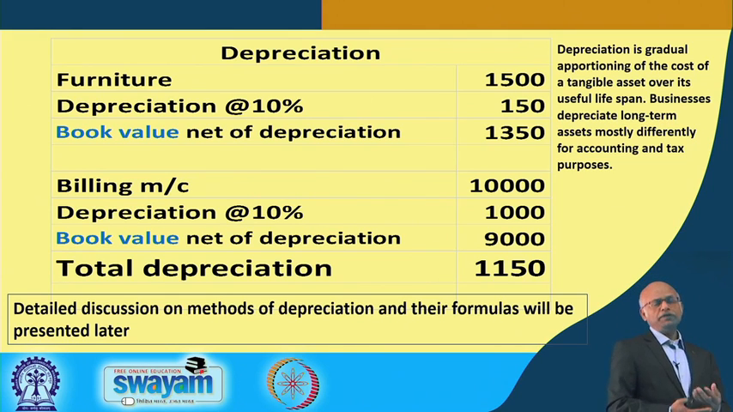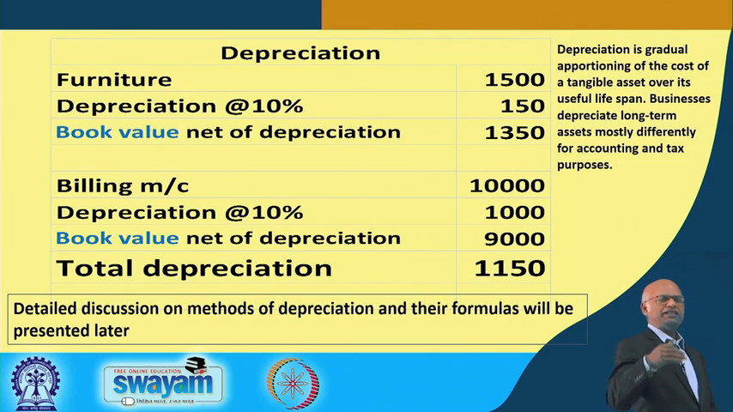Now, in this particular case you have bought some furniture and you have a billing machine. Furniture total value was 1,500 rupees, billing machine was 10,000 rupees. You think that this will run for 10 years, so you have decided to depreciate them at 10%. So, furniture procurement cost was 1,500 rupees, 10% makes 150.